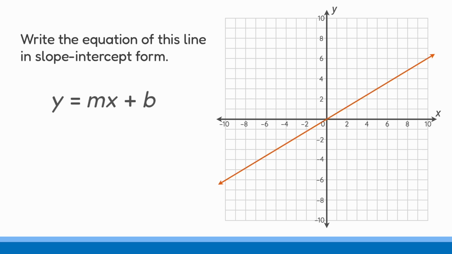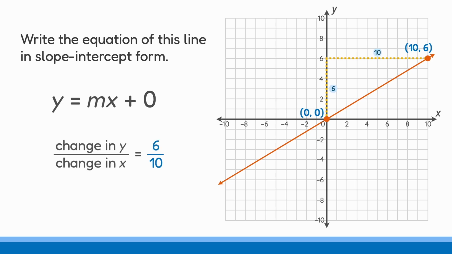Let's take a look at our last example. Write the equation of this line in slope-intercept form. Looking for the y-intercept, we can see that the line crosses through the origin 0, 0. So the y-intercept is 0, which means we can substitute 0 for b. Looking along the line, we see another point at 10, 6. Between these 2 points, the change in y is 6 and the change in x is 10.